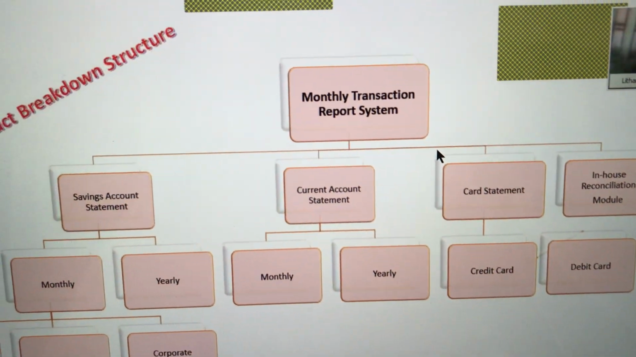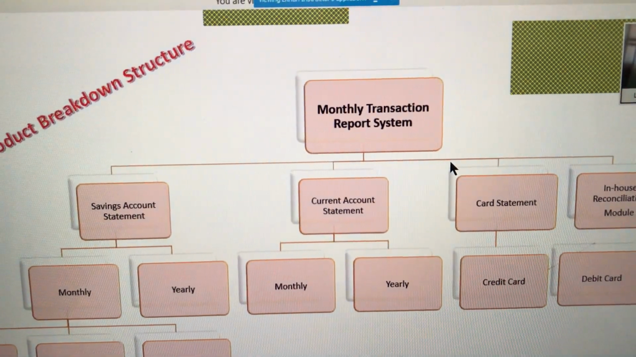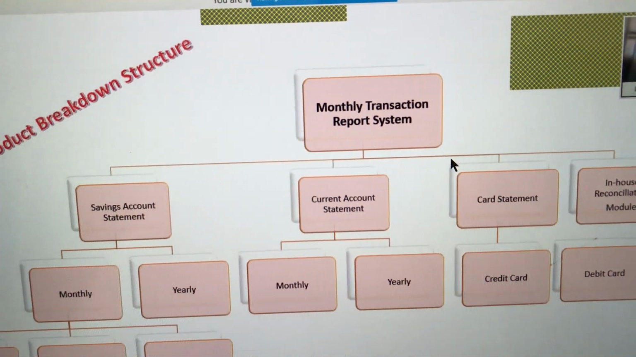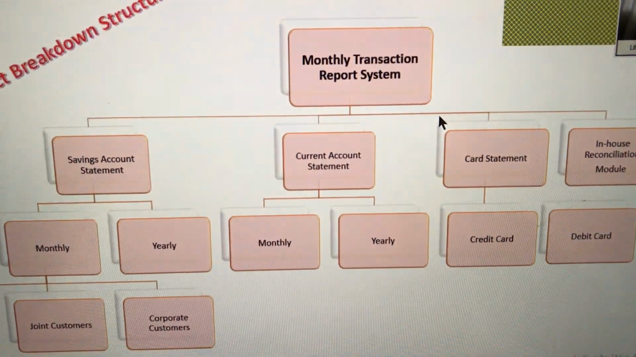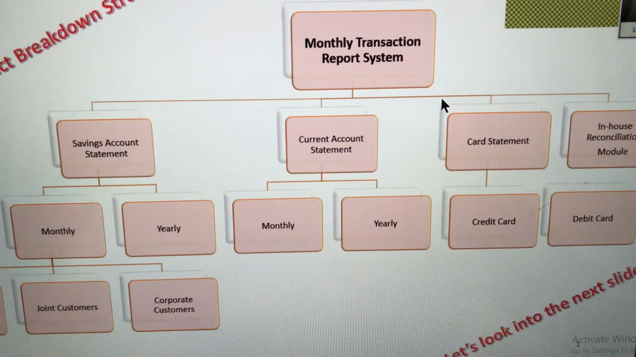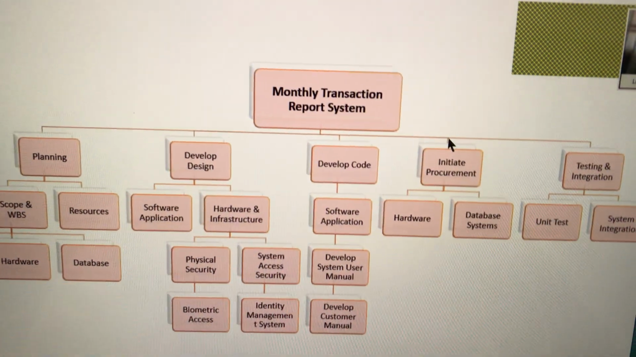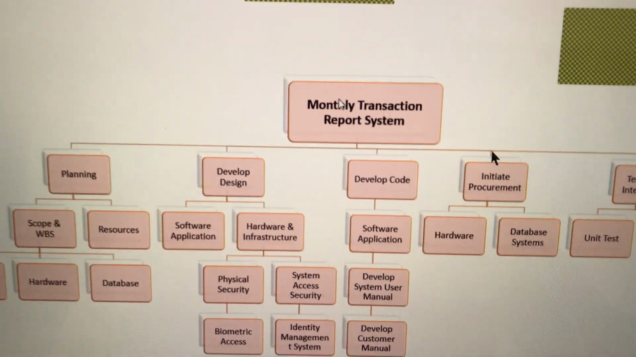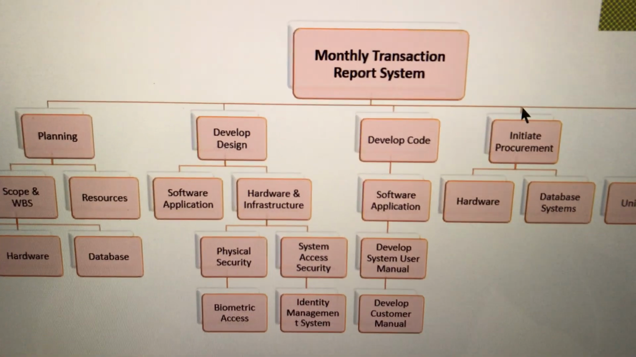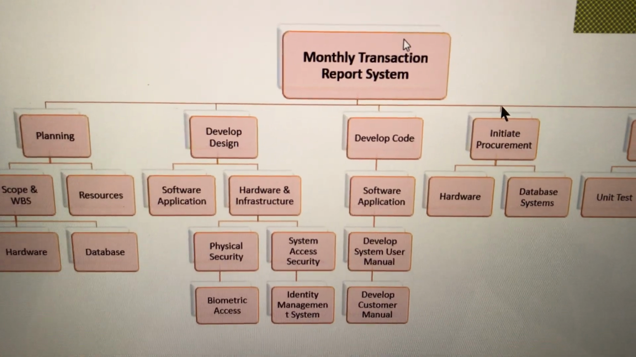Now I will have to walk you through the work breakdown structure, the work-oriented breakdown structure, for you to understand the difference. So let me move to the WBS. If required, we'll come back to this. Now, the scope is the same, monthly transaction report system. This is what I said is universal. You start with scope. This is your ultimate project deliverable.